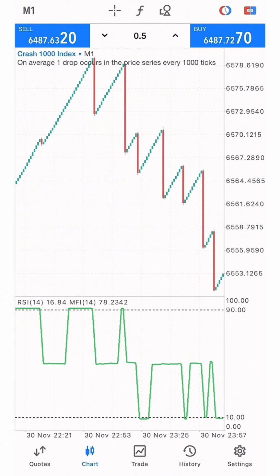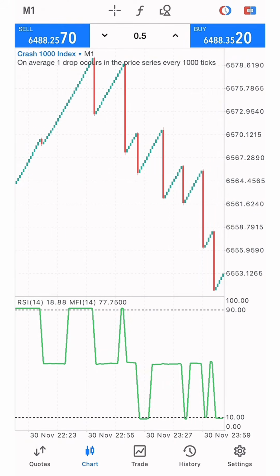Although you may think that it's a slow trade, patience is the key. So you don't want to just rush into the market and make decisions without planning. Another aspect of this strategy is risk management. You see, with a good strategy that has proper risk management, you will enjoy your trade better. So this strategy using the MFI indicator is for crash 1000 index only.